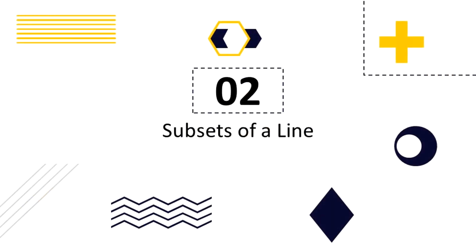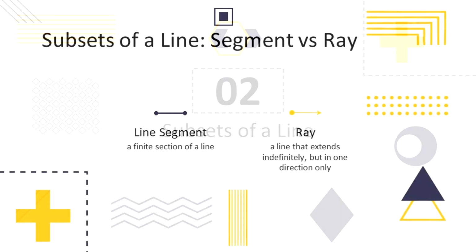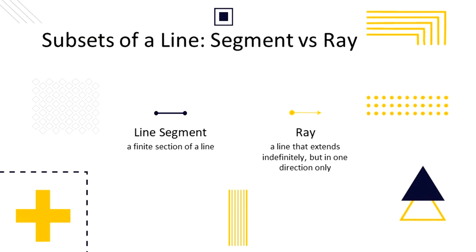Now, let's move forward to our next subtopic, which is the subsets of a line. To put it simply, subsets of a line are simply cutouts of the line. Generally, it is divided into 2 subcategories, which are line segments and rays. Line segments are basically a piece of line that has endpoints in both directions. Because of that, it is finite and therefore can be measured to know exactly how long it is.